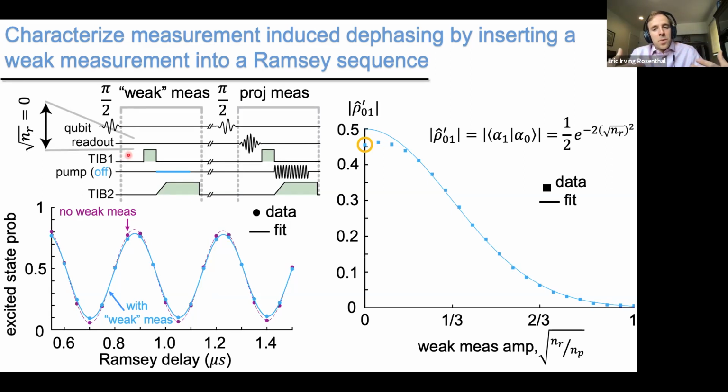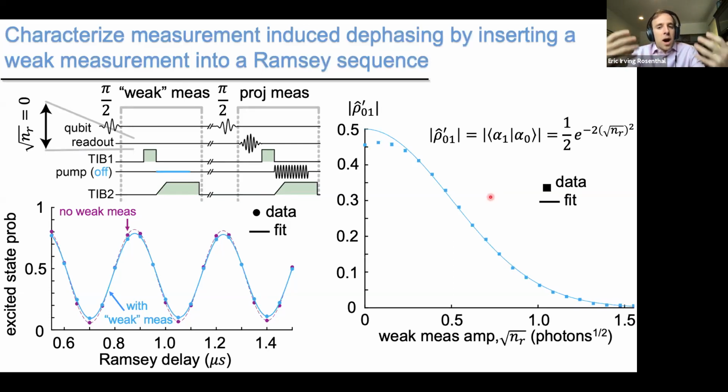And from theory a few slides ago, we expect this y-axis rho 0,1 prime to decay as a Gaussian with respect to the amplitude of this weak measurement. And indeed, it mostly does. There's actually some dephasing just from switching the switches, which I think is due to the parametric cavity not quite being in vacuum. But aside from that effect at low amplitudes, our data follows our model closely.